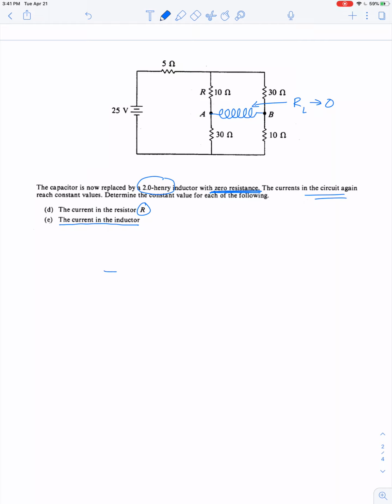Okay, so let's draw this out. If we had a 5 ohm resistor, a 10 ohm resistor, a 30 ohm resistor, and then just bare wire, and another 30 ohm resistor, and another 10 ohm resistor. Yeah. In the steady state, the inductor might as well be bare wire. Not initially. Initially, the inductor might as well be an open switch offering infinite resistance. But in the steady state, the inductor just creates a short circuit between points A and B.